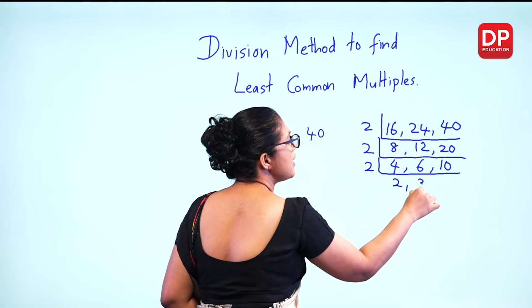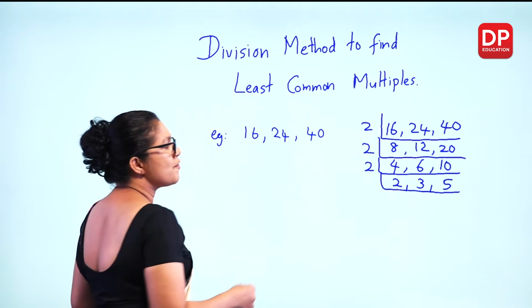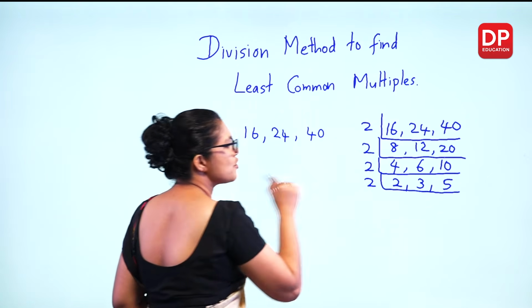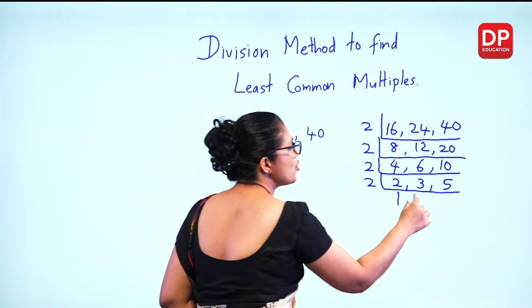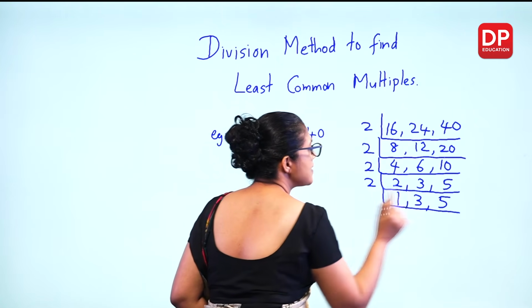Here 2, 3 and 5. Now we have to get rid of these numbers. So here 2 is there, so that means you have to divide by 2. But you can't divide 3 by 2, so you write it as it is. 5 also you can't divide, you write it as it is.